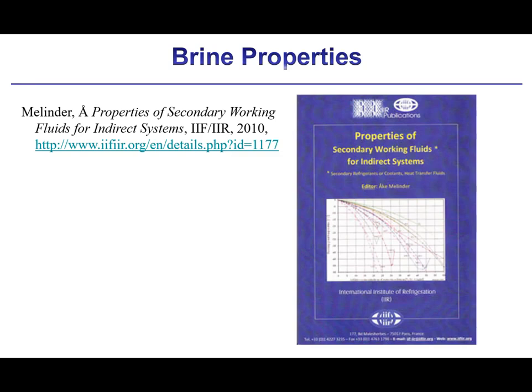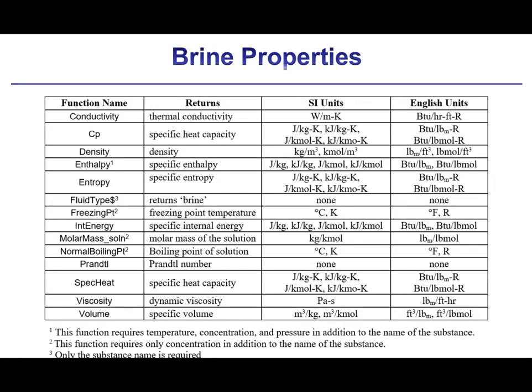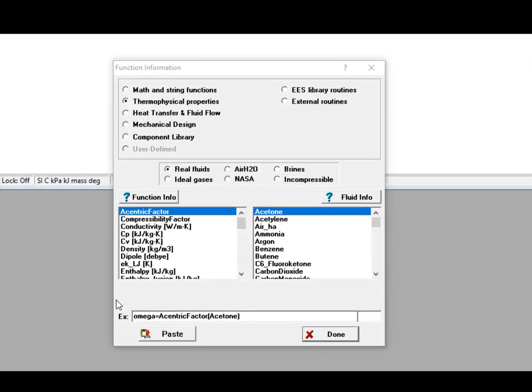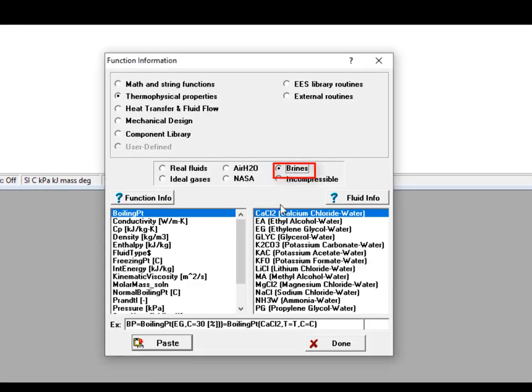All of the brine properties are functions of temperature and concentration of the solute, with just a couple of exceptions that we'll go over here in a second. The property functions applicable to brines and the units of the values that the function returns are summarized in this table here. These functions are also visible in the function information dialog window when the brine button is selected as shown here, so you can see the functions. Each of the brine property functions requires 3 parameters, again with a couple of exceptions.